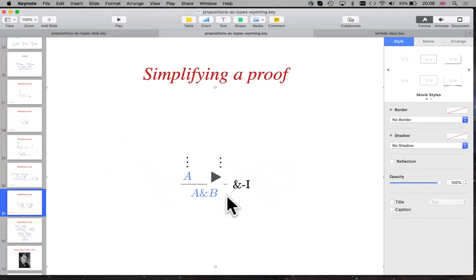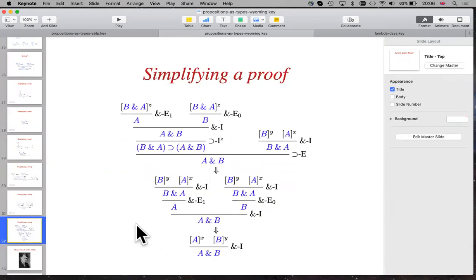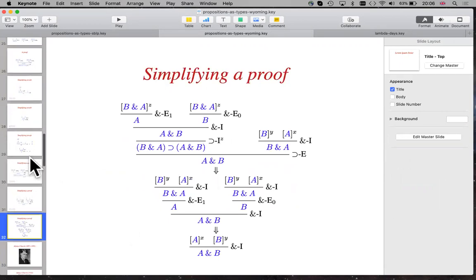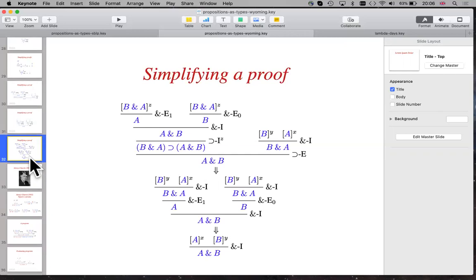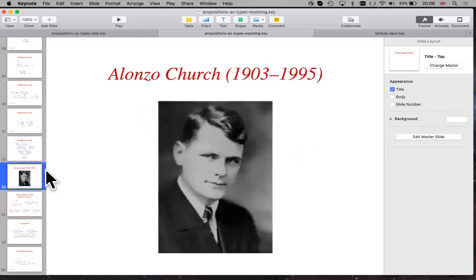Okay, so do people follow how that proof simplified? Okay, and then here's the simplification written out on one slide. Okay, that's all I'm going to say about Gentzen for a minute. Any questions about Gentzen? Okay, so now we're going to go back to Alonzo Church.